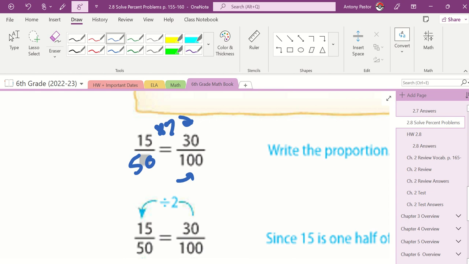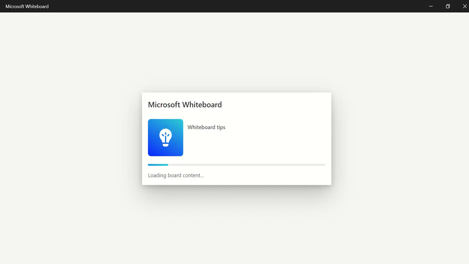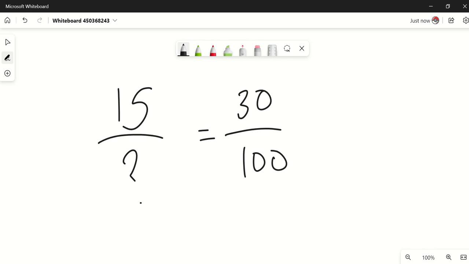There is also an algebraic way to do this, and this is a little advanced, but I'm going to show you here. 15 is what percent? 30. They said 30%. 30% of what number? This would equal 30 out of 100 because it's 30%. Instead of me having a question mark there, I'm going to put in an x.